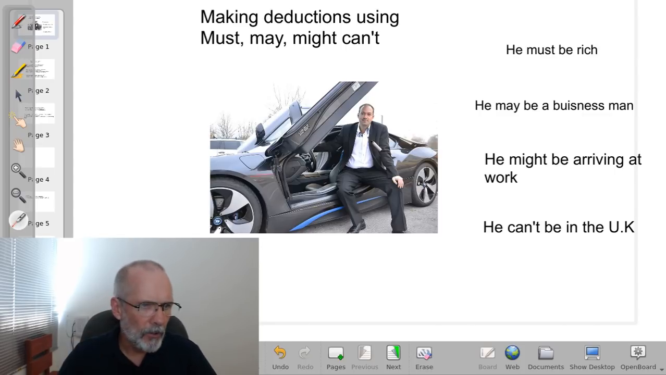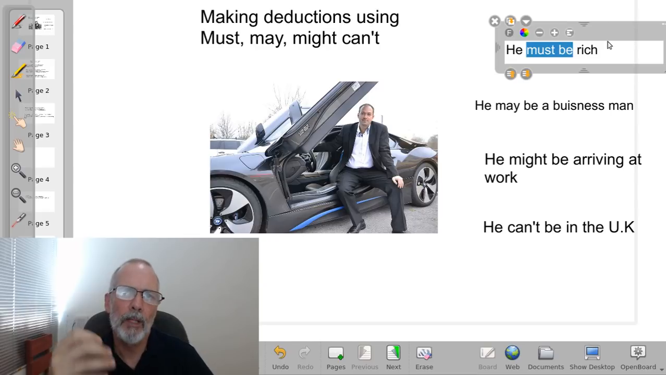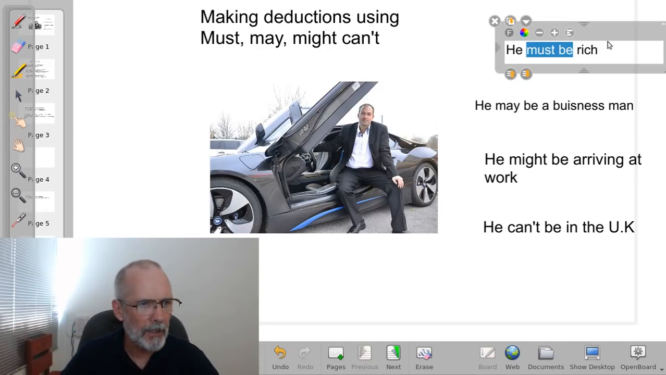So we're making deductions about this person. We don't know anything about this person, so here's some of the language we can use. We can say, he must be rich. I don't know if he's rich, but he looks rich. He's got a nice car. He's wearing a suit. So I presume that he's rich. So I can say he must be rich using the modal verb must plus the base verb. When we use must like this in English, it means we're almost 100% certain.